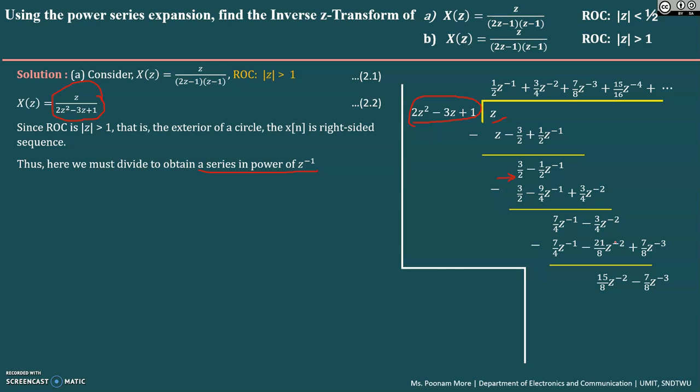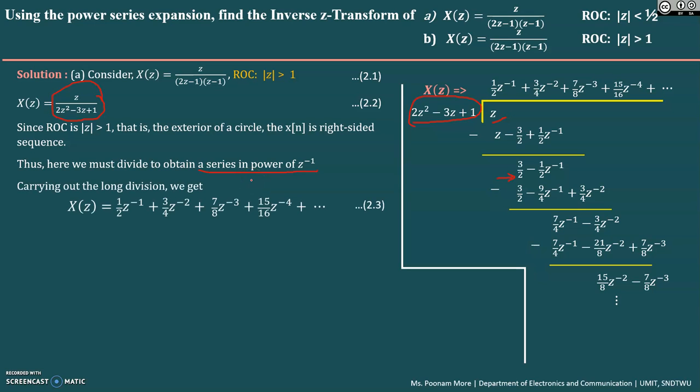In this way we can perform the further division so as to obtain our x of z as a series in the power of z inverse. Therefore, after performing long division, we can write x of z is equal to 1 by 2 z inverse plus 3 by 4 z raised to minus 2 plus 7 by 8 into z raised to minus 3 plus 15 by 16 into z raised to minus 4, and so on.